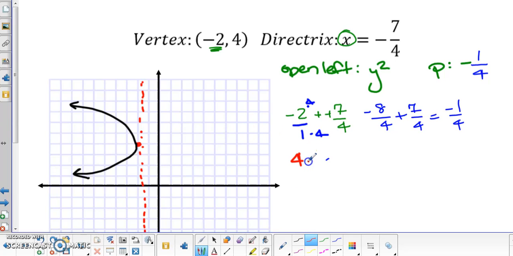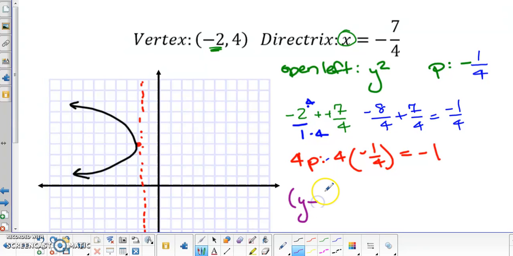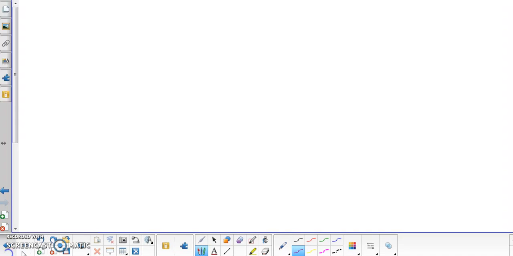So now I've got 4p, so 4 times -1/4. That's going to cancel these out, and so I'm just left with -1. So I would be able to rewrite my equation. Since this is a y squared, I know I've got y minus k squared equals 4p times x minus h, so x plus 2. There's my equation. Okay, that's it.